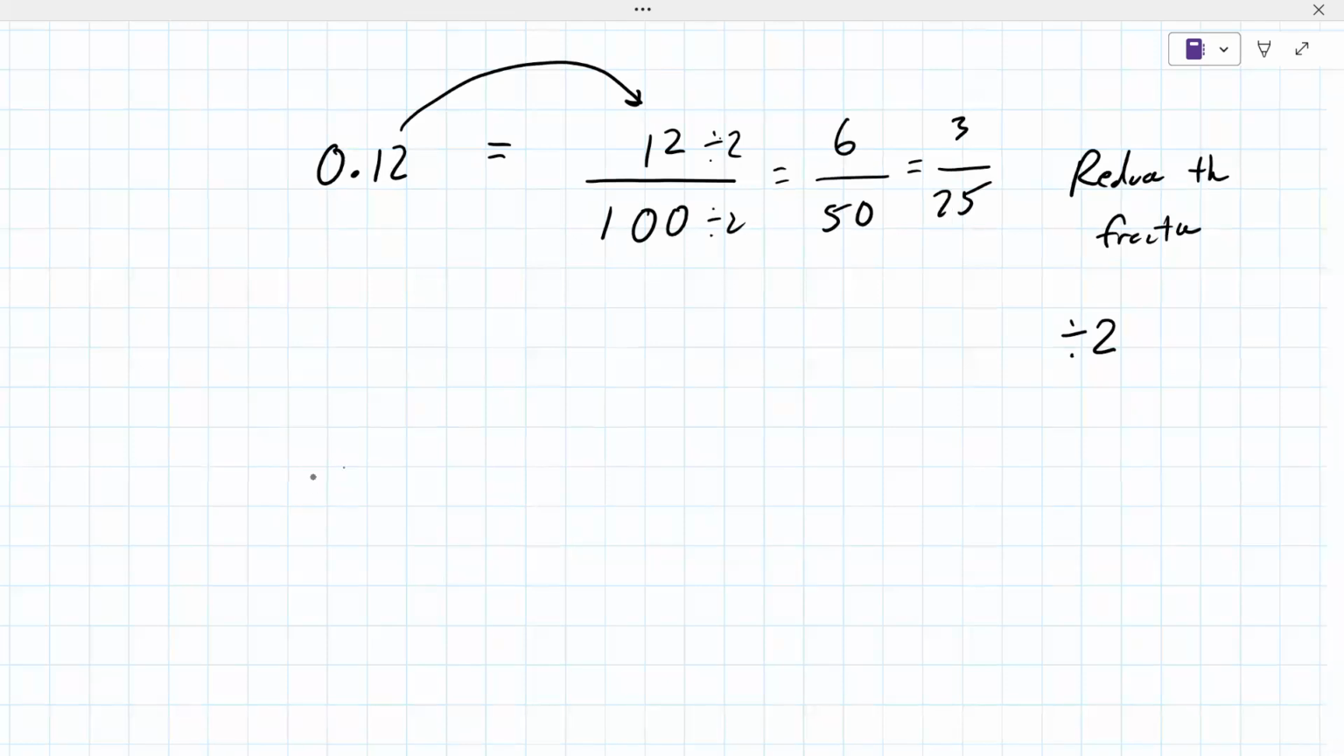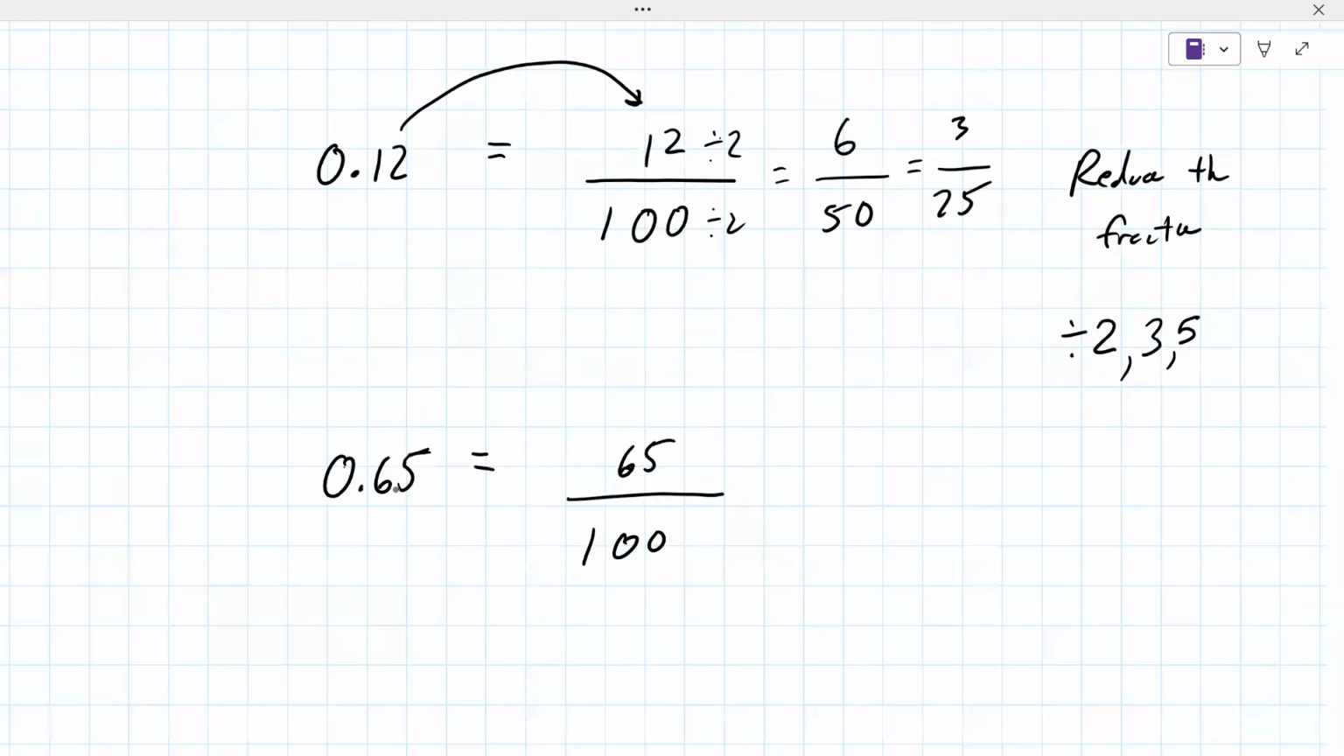Let's try another one. 0.65. So you write the number and then you put a 1 and then you put a 0 for each decimal place. So how many decimal places are here? 2. So there's gonna be a 2 there. And you always start with 2, but then you go to 3 and then 5 and then 7. Basically use what are called prime numbers, and we'll talk about that.